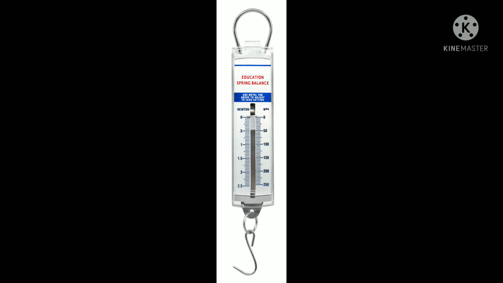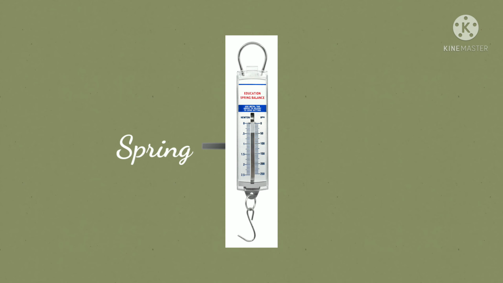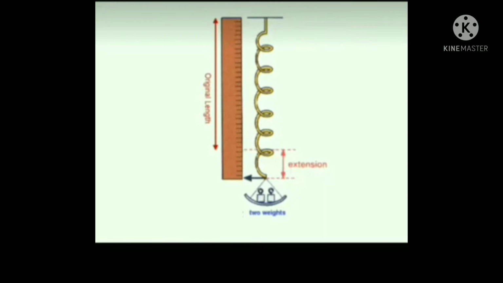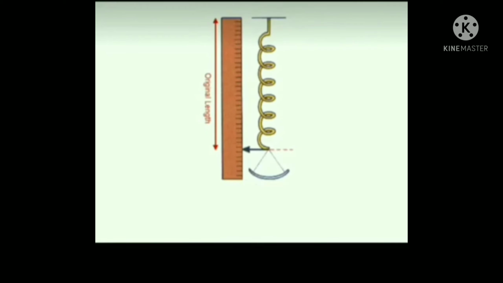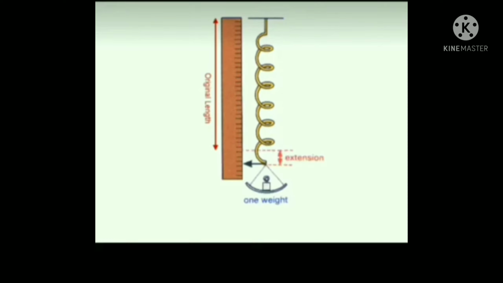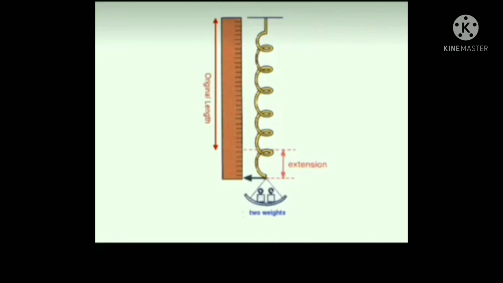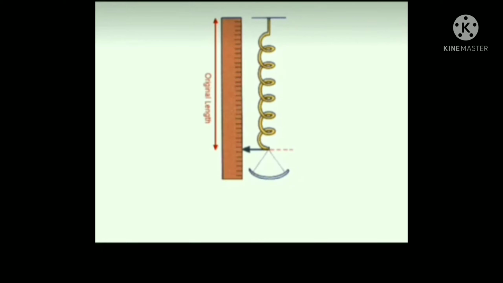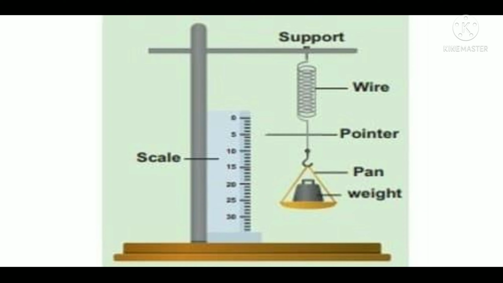Spring balance. A spring balance is a device used to measure the force acting on an object. It consists of a spring enclosed in a metal case. The spring balance works on the principle of stretching of a spring when force is applied. This stretching of the spring is indicated by the pointer, and the reading corresponding to the pointer on the scale gives the magnitude of force.